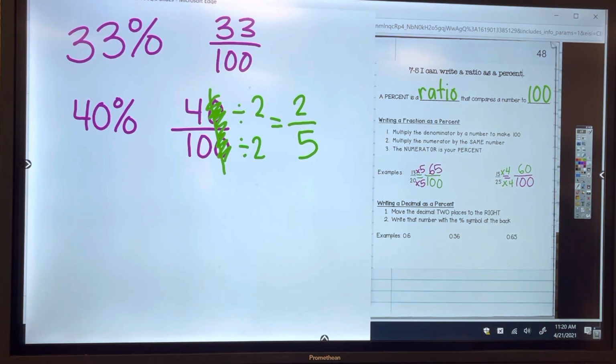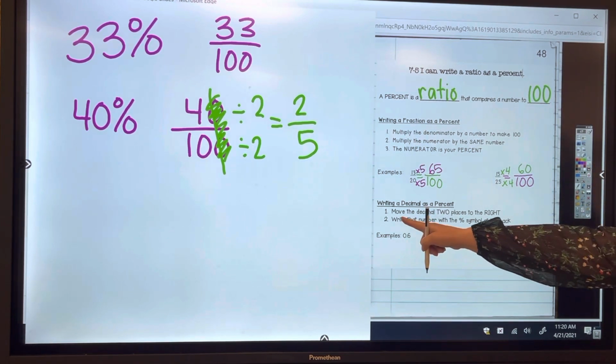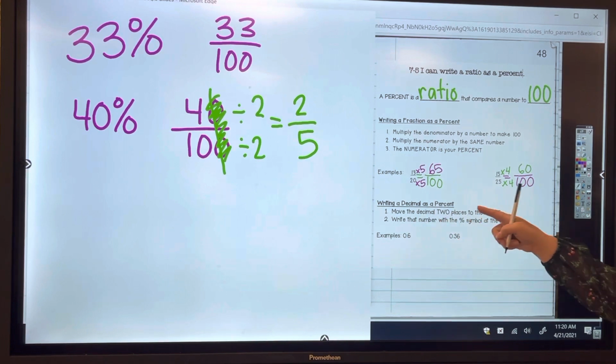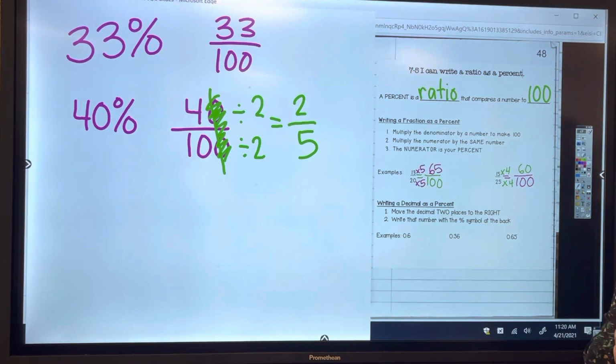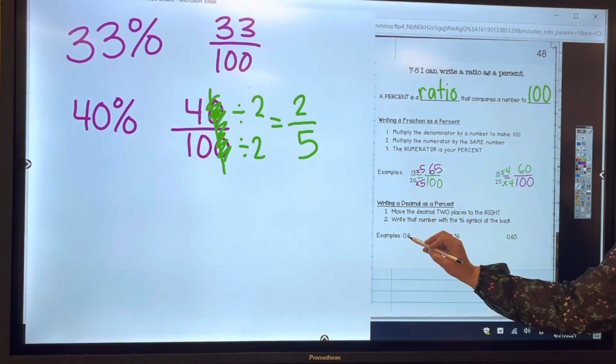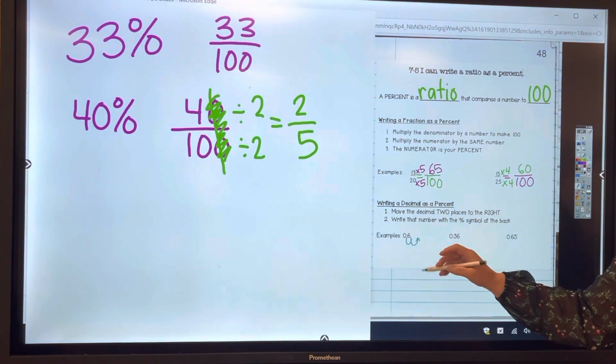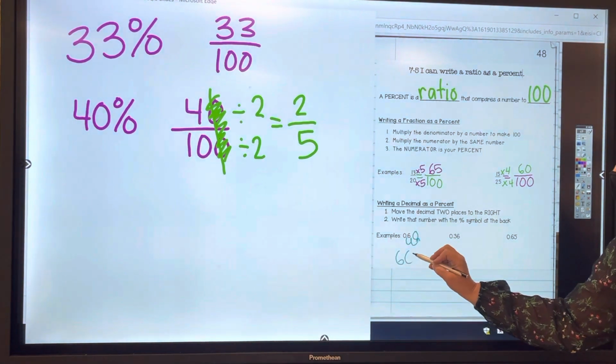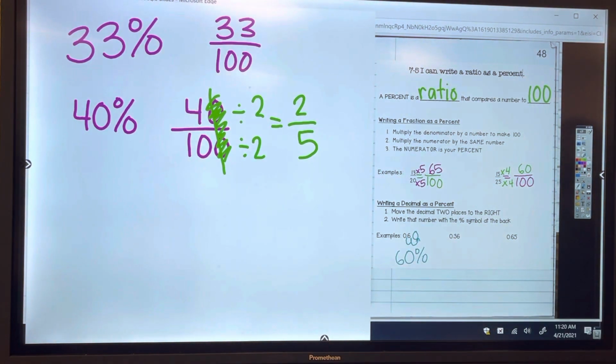Now, decimals are even easier, okay? Because all we're going to do with the decimal, if you read the very first instruction, it says, move the decimal 2 places to the right. Write that number with a percent symbol at the back. So, here's my decimal. What does it tell me to do? Move the decimal 2 places to the right. Because I got 2 zeros in 100, I'm going to move it 2 places to the right, but I got an empty spot. What do I do? 0. And what do I put at the back? Percent. That's it, y'all. That's it.